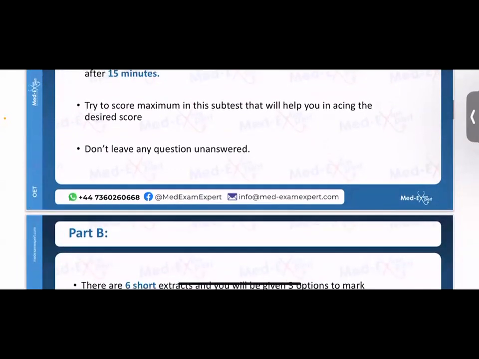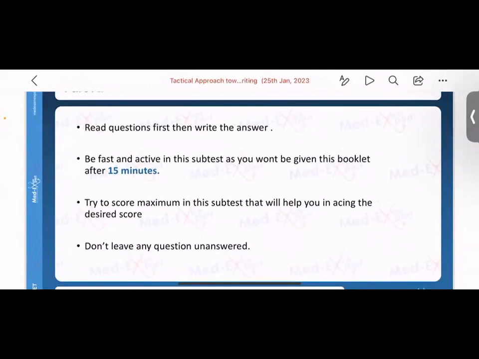Don't leave any question unanswered. Try to understand the statement that you should never ever leave any question unanswered. Whatever you understood, whatever you think, whatever comes to your mind about the answer to the question, try to write it. Never ever leave a blank, because there is no negative marking in the OET exam.